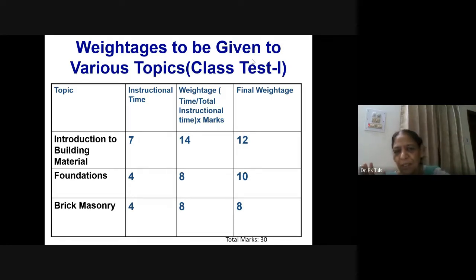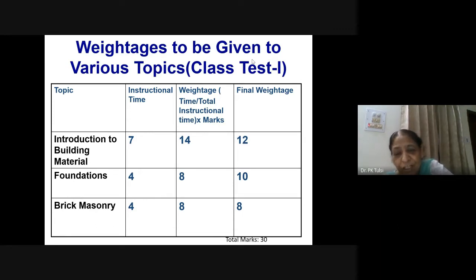So I'm just picking up the hours which have been given to the 3 topics: introduction to building materials 7 hours, foundations 4 hours, brick masonry 4 hours. That means the total instructional time is 15 hours, right? Then we try to calculate the proportion of marks to be allocated to each topic. Now here, if I say 7 divided by 15 and the total marks are 30, that means 14 marks are to be given to topic number 1, because I've spent 7 hours teaching that particular topic.